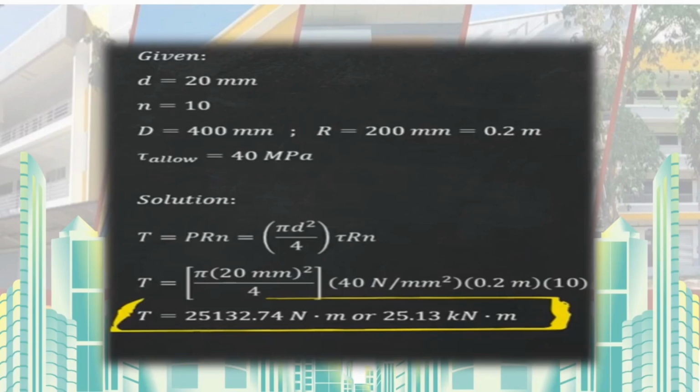12,566.4 times 0.2 times 10 equals 25,132.74 newton-meter, or approximately 25.13 kilonewton-meter. This value represents the maximum torque the coupling can handle without exceeding the bolt's allowable shearing stress.